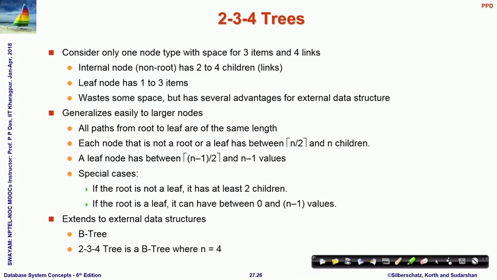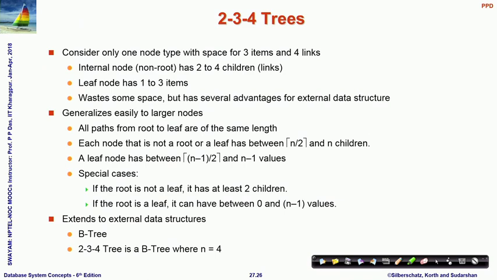So, if we generalize from 2, 3, 4 to n by 2 to n, and have a node container which can have either n by 2, or n by 2 plus 1, or n by 2 plus 2, or maximum up to n minus 1 data items and the corresponding number of children, then we will very easily be able to arrange a similar data structure which will have all the leaf nodes at the same level. This structure extends very easily, and this is the fundamental structure of what we call a B tree or a B plus tree.